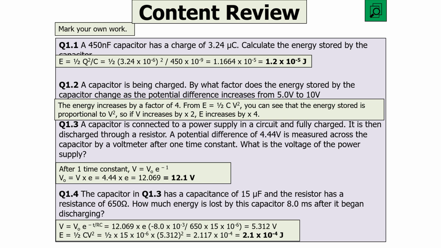We can then work out our energy by doing E equals a half CV squared. Now, so you do a half times 15 times 10 to the minus 6 times this 5.312 squared. So we get our answer out to be 2.1 times 10 to the minus 4 joules.